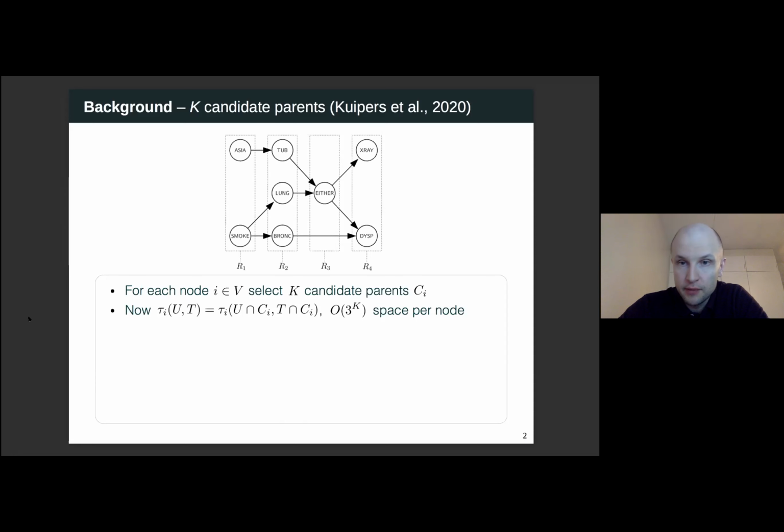So we only need O of 3 to the power of k space to store all scores per node. And the pre-computation then allows constant time evaluation of the node scores, which is a crucial feature for the MCMC chain, because we need to score one root partition on every step.